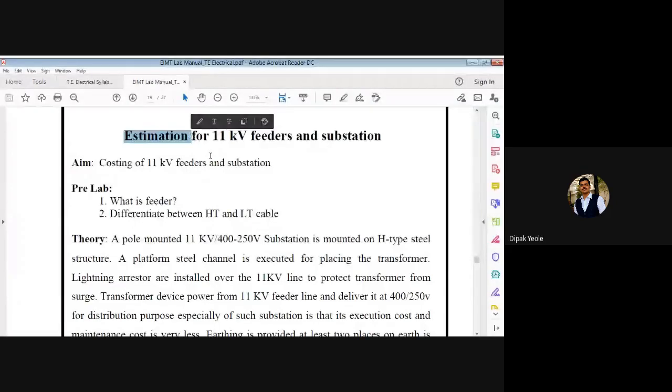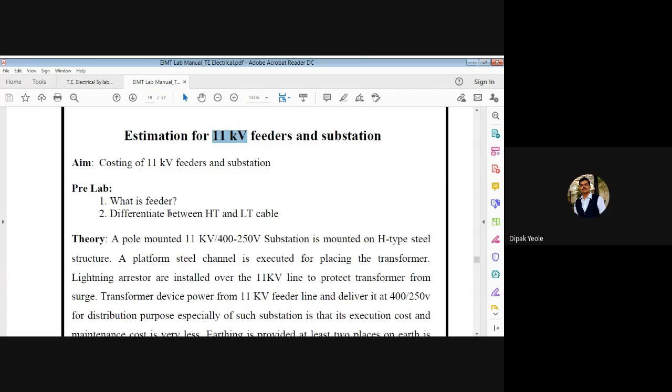Now our point of interest is related to costing. So we are interested in estimation, finding out the cost of a feeder and substation in the range of 11 kilovolt. If I want to use a substation of 11 kilovolt or find out its cost, I will have to use different components. So I'm going to read the theory. It is a theory-based experiment, obviously. So we will see the picture of each and every component and we will try to understand the estimation part.